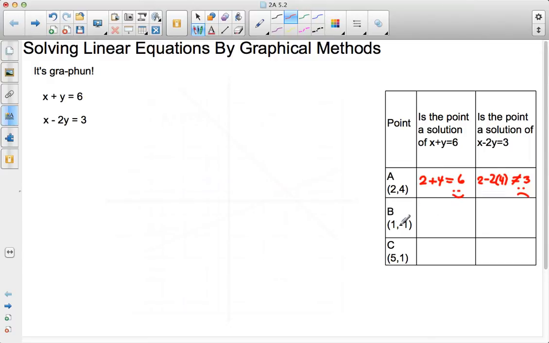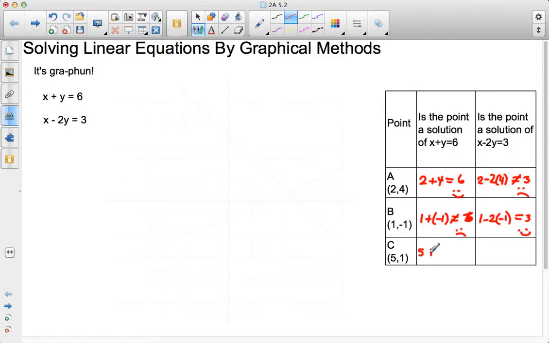Now let me take a look at point B, 1 comma negative 1. 1 plus a negative 1 does not equal 6. However, if I plug in 1 and negative 1 for x and y, 1 minus 2 times a negative 1 ends up being 1 plus 2, which does equal 3. So point B is a solution for the second equation, but not the first.